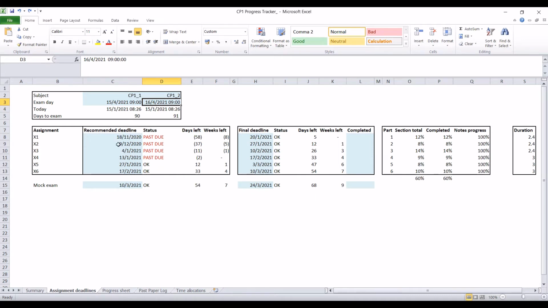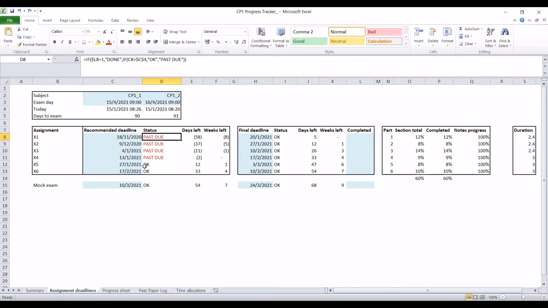Over here, I've got all the recommended deadlines for the assignments, and I've also got the mock exam recommended deadline. Then in this column, we're checking whether we're still okay for that assignment. And as you can see here, they're indicated as past due all the way up to assignment 4. But then I'm still okay for assignment 5 and 6.